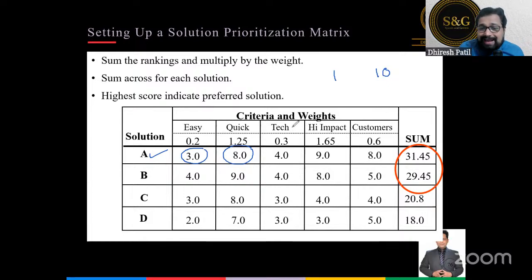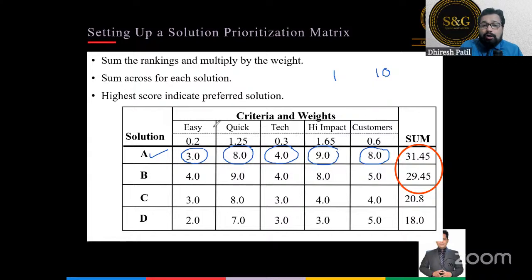Now tech: can you use the same technology which we are using right now? If we can use the same technology, we can give higher marks. If we have to do some modification, we can give moderate marks. If we cannot use the same technology, we can give 1 or 2 marks. So here the team has given 4 marks. Then high impact, how much impact it will create on the problem. Is it going to solve the problem? Yes. If this solution is implemented, it is going to create 9 out of 10 impact. And how much impact will it have for the customer? It shows 8 out of 10.